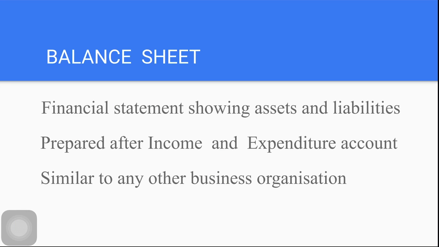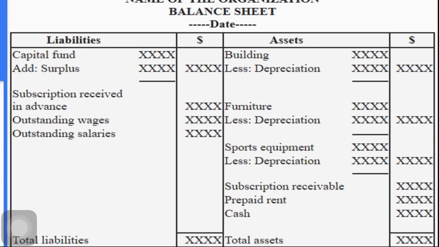NPO balance sheet is very similar to the balance sheet of any other organization. Appropriate treatment will be given to all adjustments, including hidden adjustments. Now this is a specimen of balance sheet. Instead of capital, you are writing capital fund. You are adding surplus. Suppose you had a deficit, you would deduct it. Then all the items, see subscription received in advance, outstanding wages, salary. See the asset side.